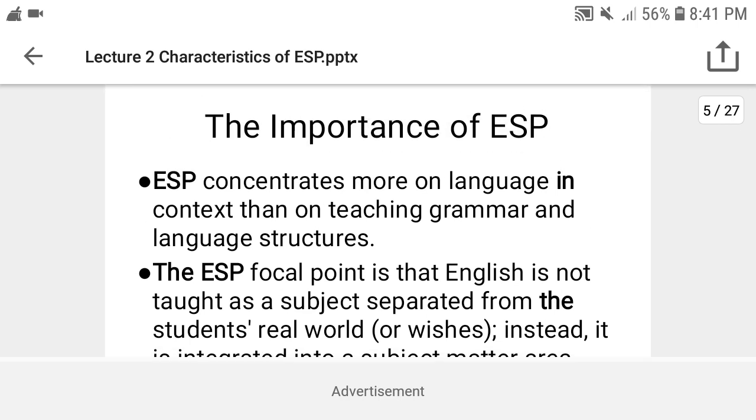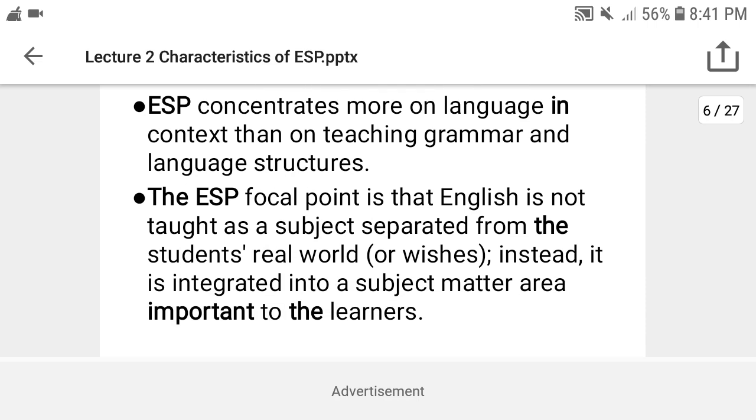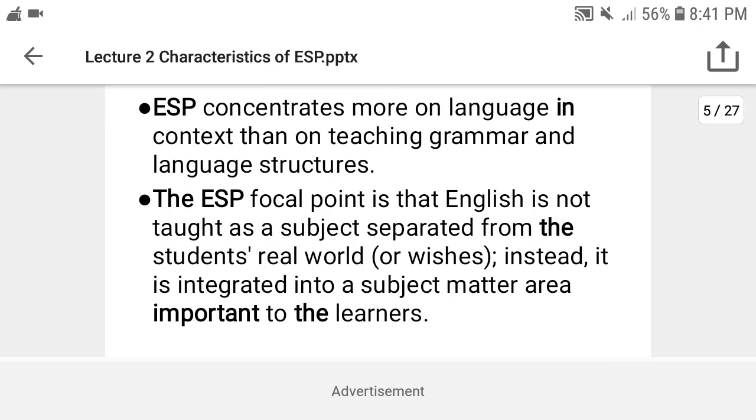The importance of ESP. ESP concentrates more on language in context than on teaching grammar and language structures. The ESP focal point is that English is not taught as a subject separated from the student's real world or wishes. Instead, it is integrated into a subject matter area important to the learners.